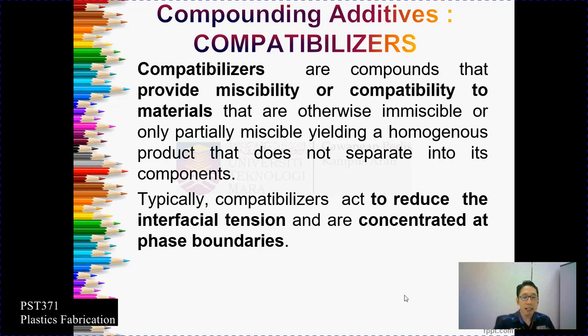Compatibilizers are usually used to mix two types of material so they adhere or interact more properly. For example, we have a filler. Some fillers are hydrophilic, while the polymeric material is mostly hydrophobic. Because of this, these two materials tend to repel each other. With a compatibilizer, they make these two materials more compatible and they homogenize nicely.